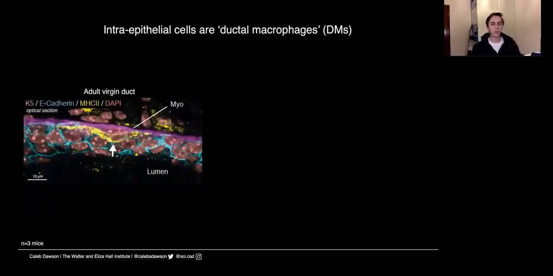Looking closer with more specific stains for each of the epithelial layers shows that these immune cells are sandwiched between the two layers of the epithelial bilayer. So here's the myoepithelium, and here's the luminal layer with the lumen of the duct here and the breast stroma up here.